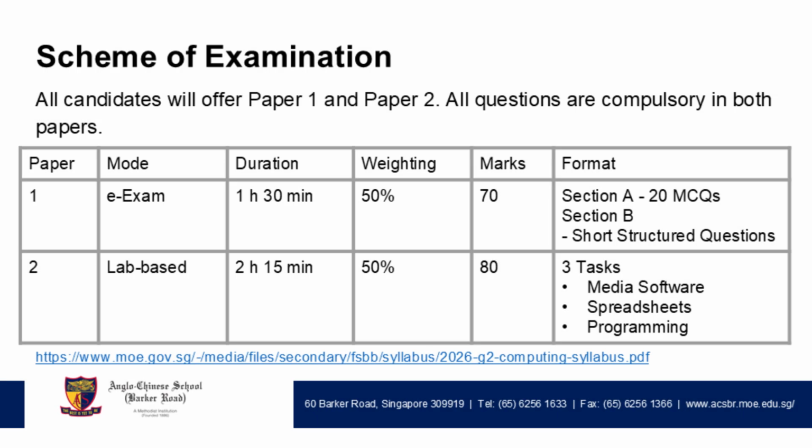There are 2 papers for examination. Paper 1 is an e-examination that will assess all 6 modules and has a 50% weighting. Paper 2 is a lab-based paper with a 50% weighting. It is taken using a computer to test students on 3 main areas: media software skills for creating graphics and videos, spreadsheet functions and data analysis, and programming skills using visual programming languages. You can refer to the link shown at the bottom of the slide to access the syllabus document.